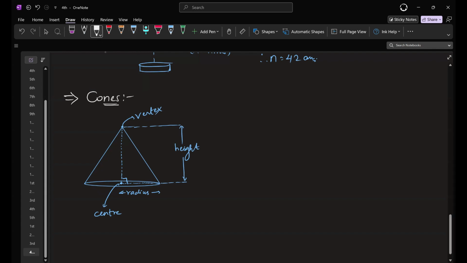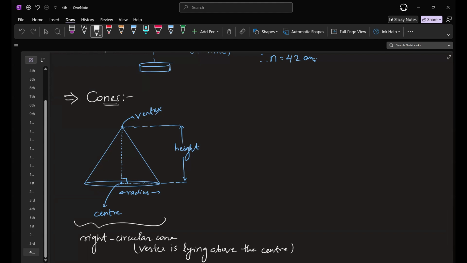Now this figure that I have drawn here for you is what we call a right circular cone. Okay, what is a right circular cone? It is any cone in which the vertex is lying above the center of the circular base, and it is also perpendicular. Okay, that is simply what we call a right circular cone.